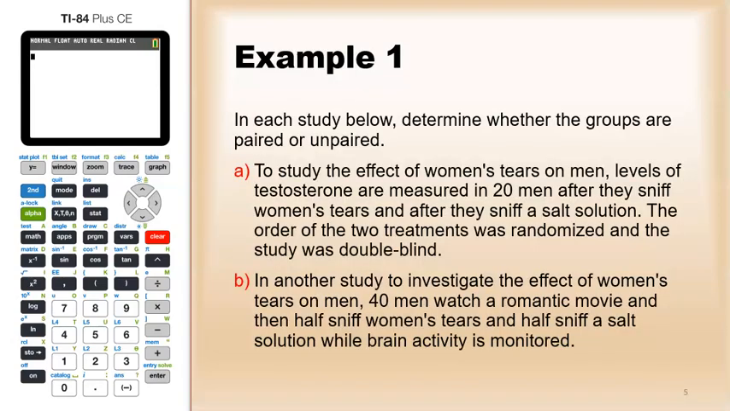All right, so in each study below, determine whether the groups are paired or unpaired. So for the first one, the study is on the effect of women's tears on men. Levels of testosterone are measured in 20 men after they sniff women's tears and after they sniff a salt solution. The order of the two treatments was randomized, and the study was double-blind.